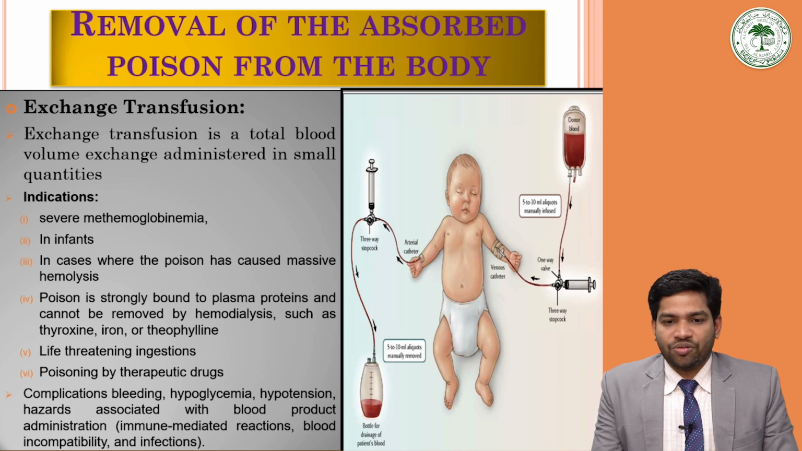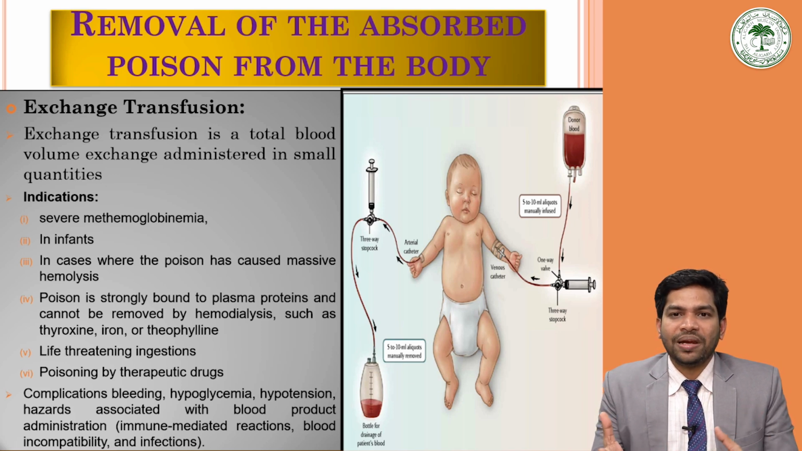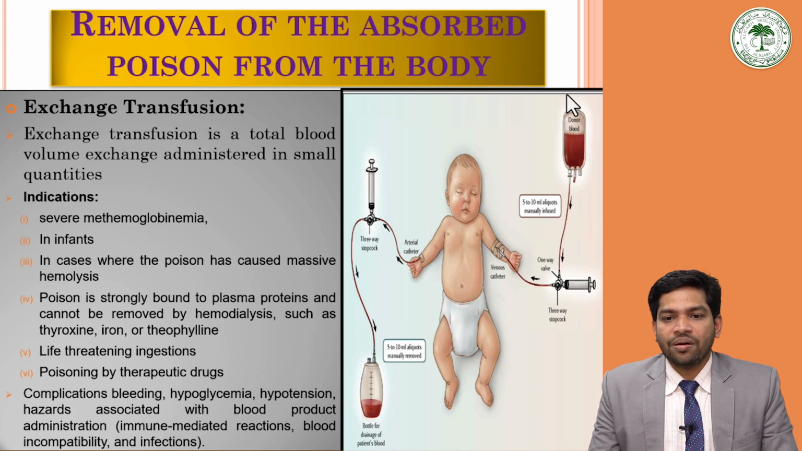Then the exchange transfusion. Exchange transfusion is nothing but simply replacing the whole volume of the blood with fresh blood from the outside or from some other person. That is the exchange transfusion. As you can see in this photograph, in this child, donor blood is being given continuously and his blood is being taken out. So the whole blood will be replaced with fresh blood. Exchange transfusion is a total blood volume exchange administered in small quantities. It is rarely used in toxin removal. The patient's blood is slowly replaced with blood from the blood banks.